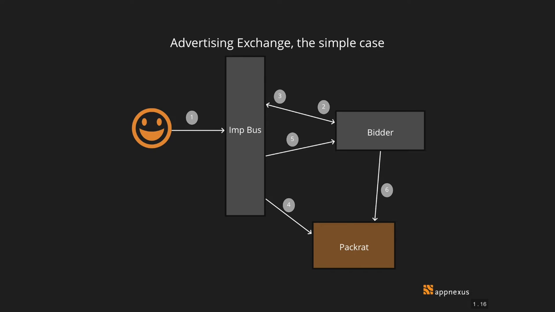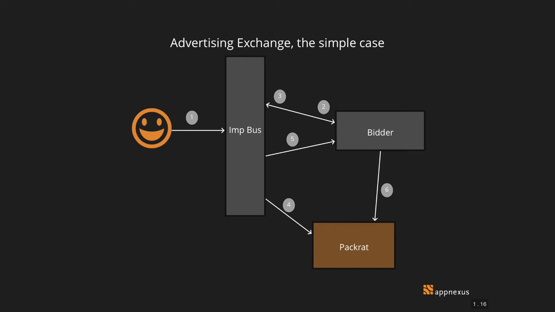And this is where the streaming starts. I tried to color code all these things so they're always the same color. Sort of brown orange is streaming. In five, the impression bus will tell the winning bidder, hey, you won. You had the best 1 cent ad for the cat thing.